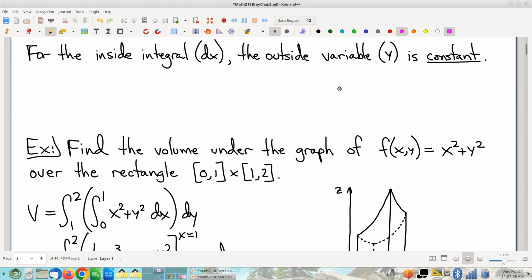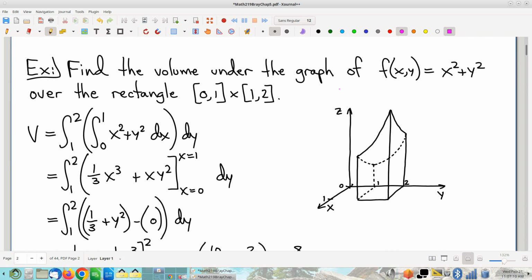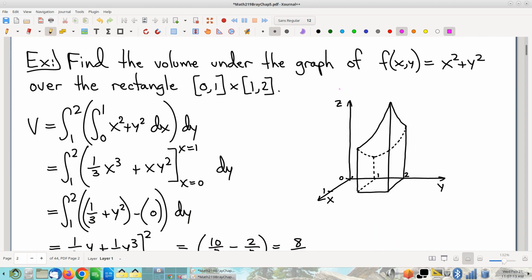So I just want to get an example under our belts before we call it a day. Here we go. We want to compute the volume under a graph. Here's the function whose graph we want to find the volume under. Here is the rectangle over which we want to compute that volume. Let me talk about this notation a little bit.